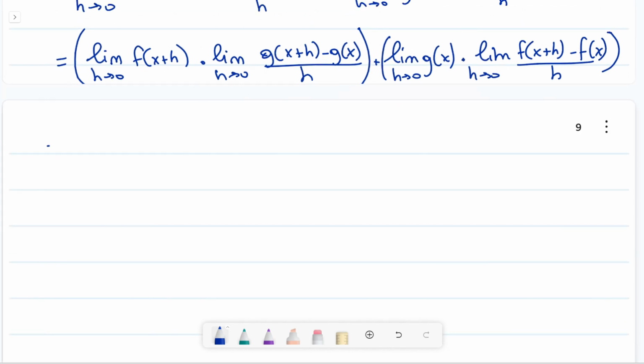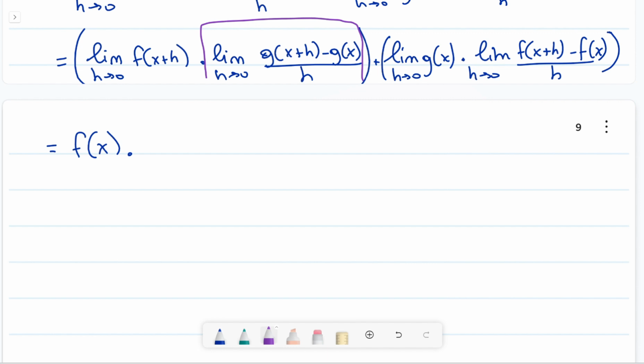And now let's solve each of these limits. So the first one, the limit of f of x plus h as h approaches 0. As we always do with limits, we can always try plugging in. So if I plug in h equals 0, I will get f of x multiplied by this limit here.